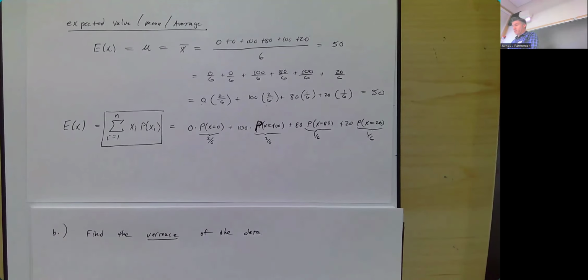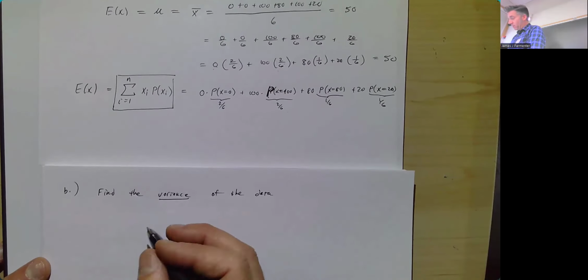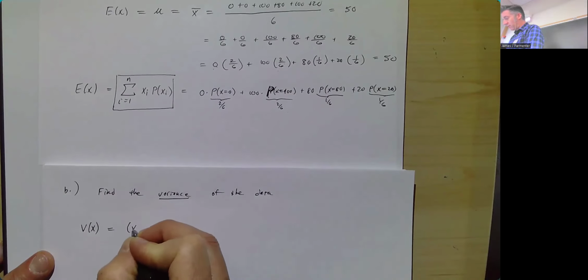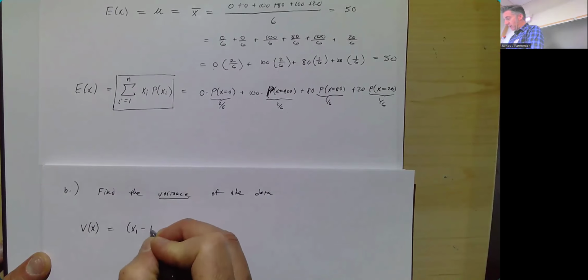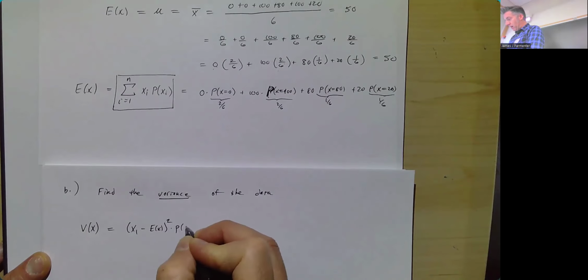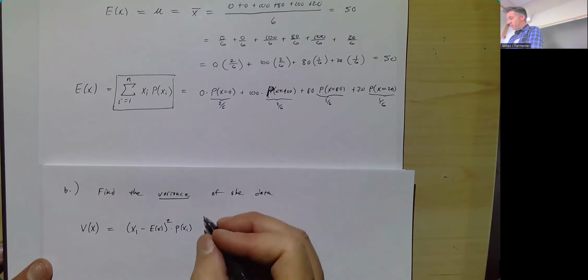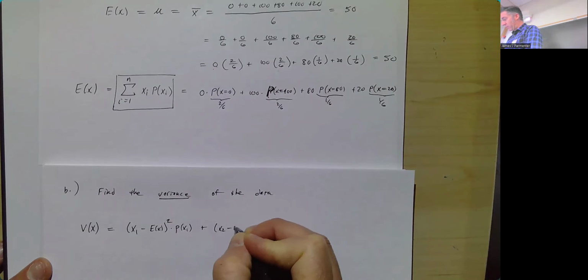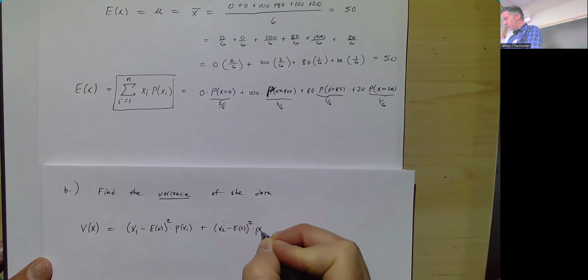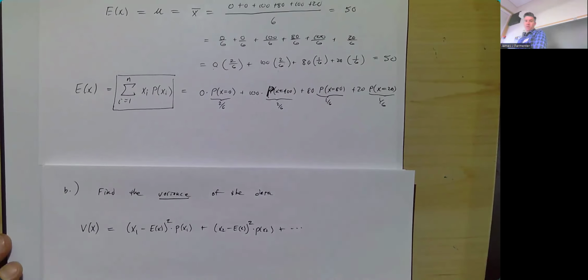Here's how you measure the variance. You're going to take each observation, subtract the expected value, and square it, and then multiply it by the probability. So I'm going to write the formula first this time. Our variance V of x is going to look like each observation minus the expected value or the average, squared, times the probability of that observation. And we keep doing this until we run out of observations. Second observation minus the mean squared times the probability of that. And just keep going as long as you need to.